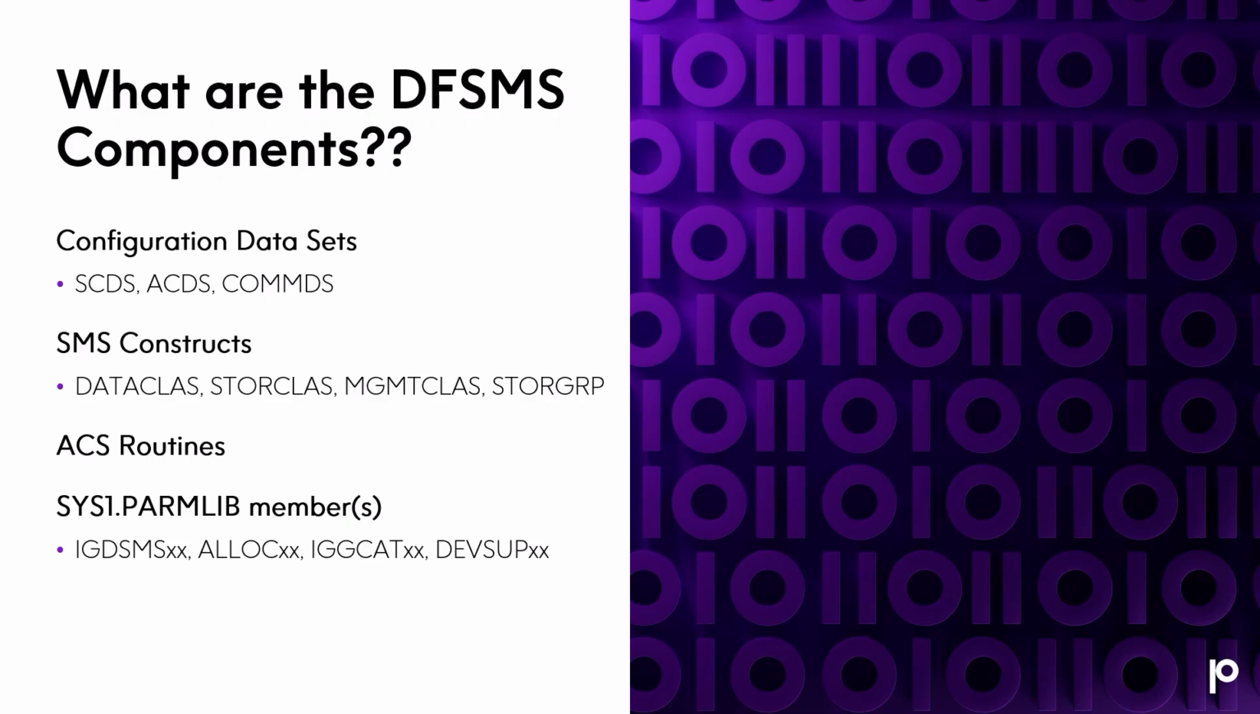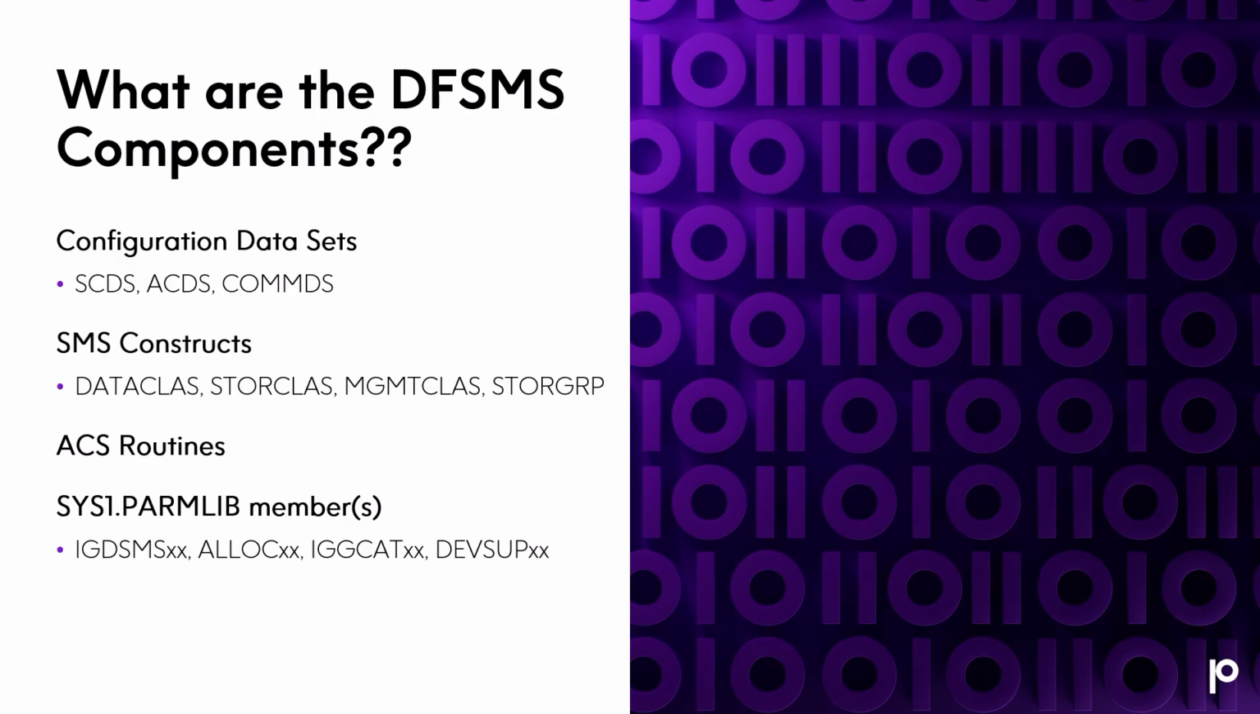But there's another important component. It's a SYS1.PARMLIB member. In fact, there are several SYS1.PARMLIB members of importance. IGDSMSxxS, we'll call it 00 here, but it could be, of course, any suffix. IGDSMSxxS describes the SMS configuration options.